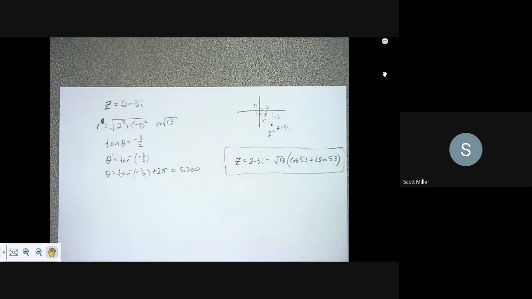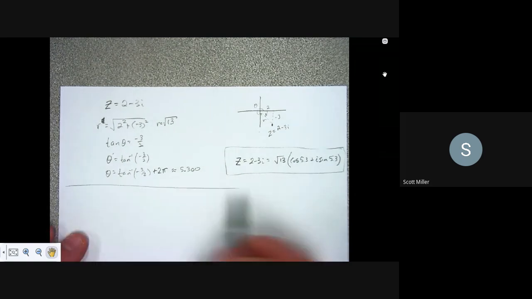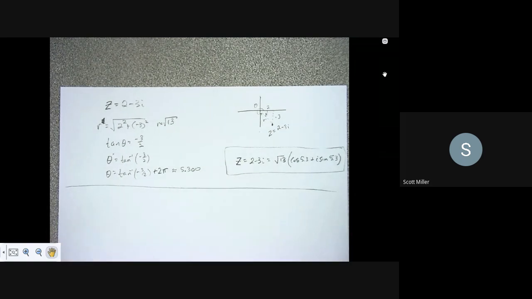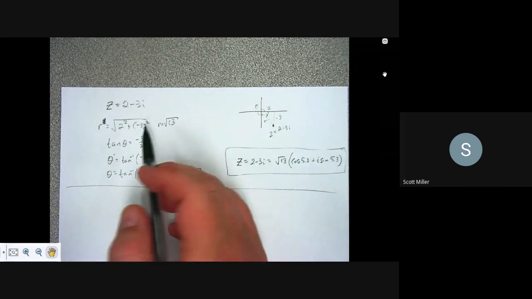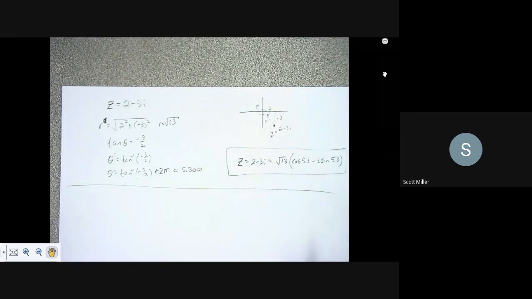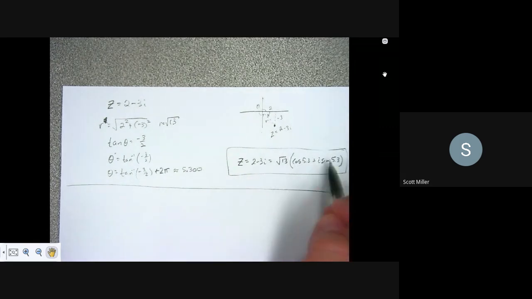So what would be the reason to do something like this? Well, this guy named De Moivre came up with some rules that allow us to multiply and divide and raise complex numbers to powers in a much quicker fashion. Now, for one or two, it's not that big a deal, but if I have it in polar form, then I can use these rules.